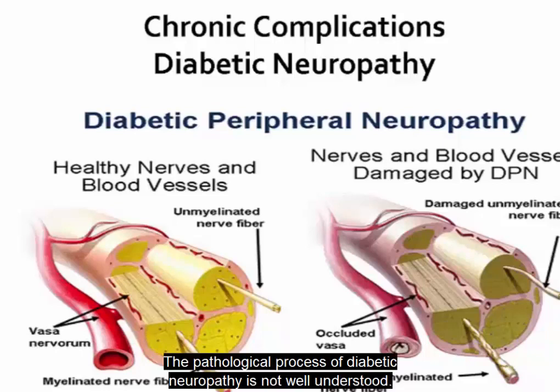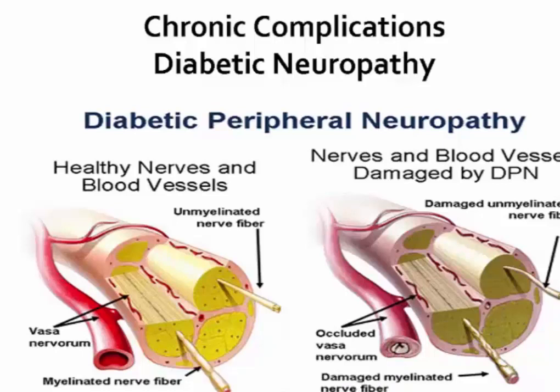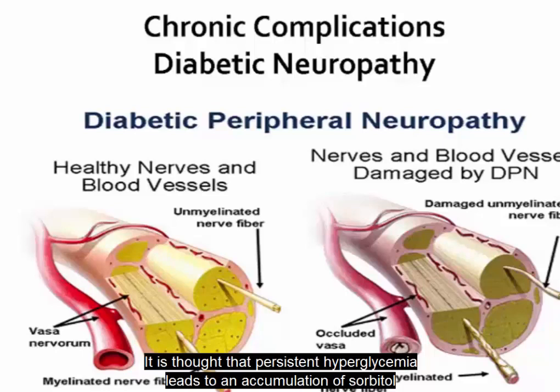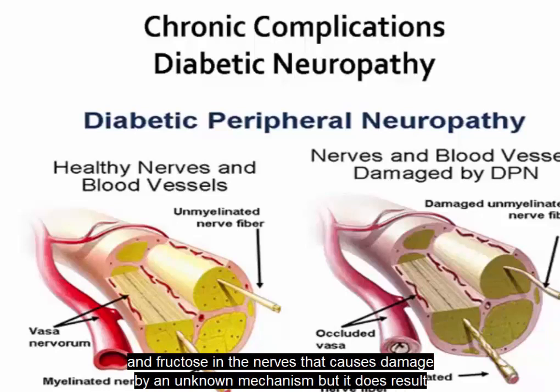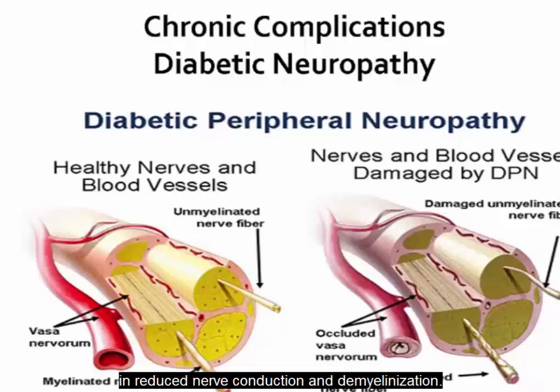The pathological process of diabetic neuropathy is not well understood. The theories are that it includes metabolic, vascular, and autoimmune factors. It is thought that persistent hyperglycemia leads to an accumulation of sorbitol and fructose in the nerves that causes damage by an unknown mechanism, but it does result in reduced nerve conduction and demyelinization.